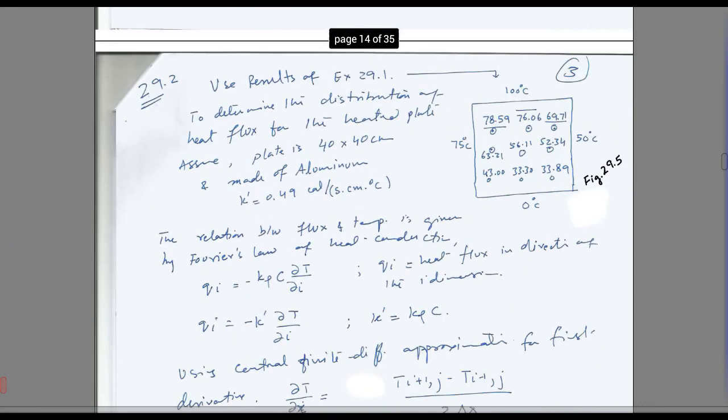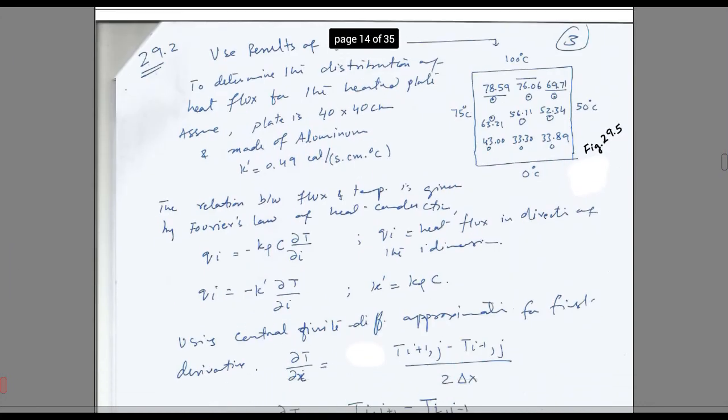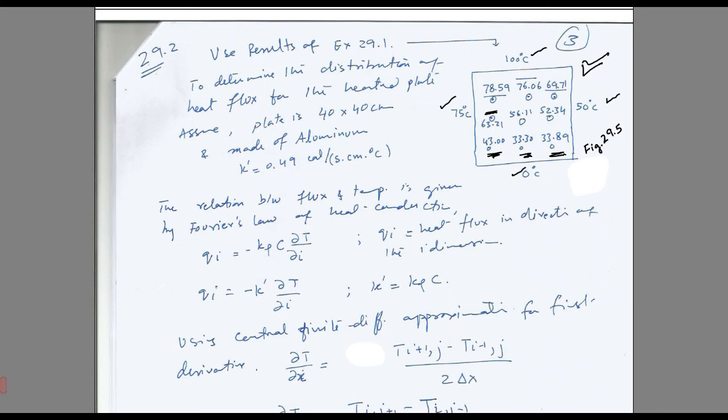Now I will switch to 29.2. Here we have the results from 29.1. Figure 29.5 is redrawn here with the temperatures. We can see 43 inside here, and we can see 33 here, 33.89 here, and 63.21 here. And notice that the temperatures at the edges are the same.